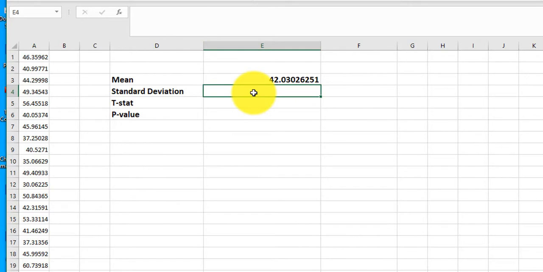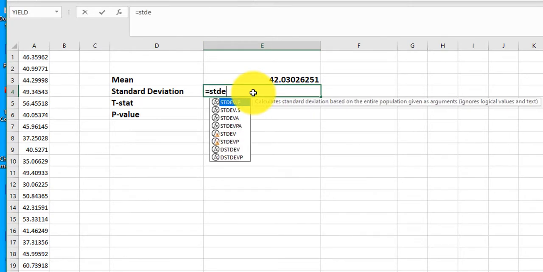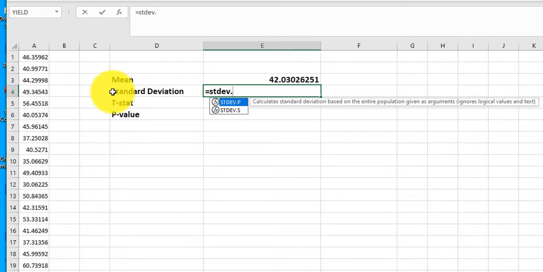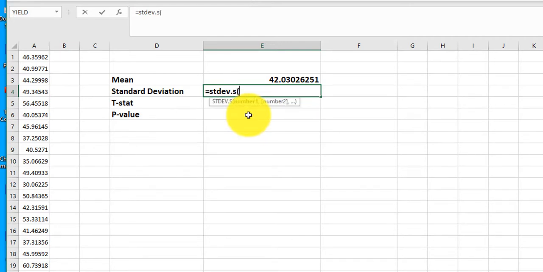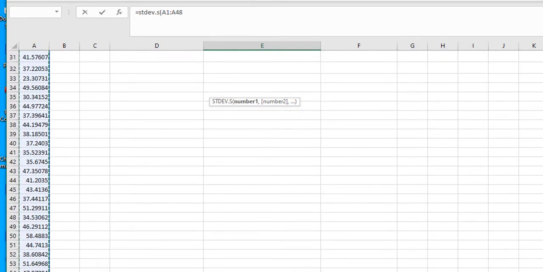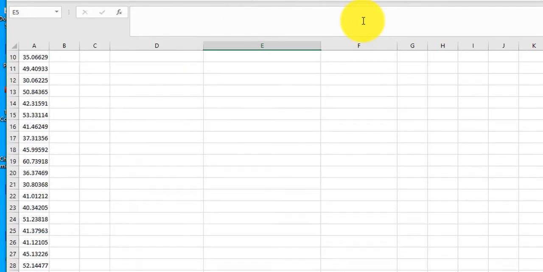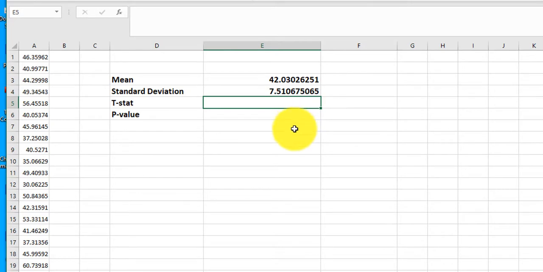Done. Standard deviation, we can type in equals STDEV dot. Now we have P and S. Since we don't know the population, it's going to be a sample. We use S. And then we highlight our data again and close it up and press enter. All right, we got the standard deviation.